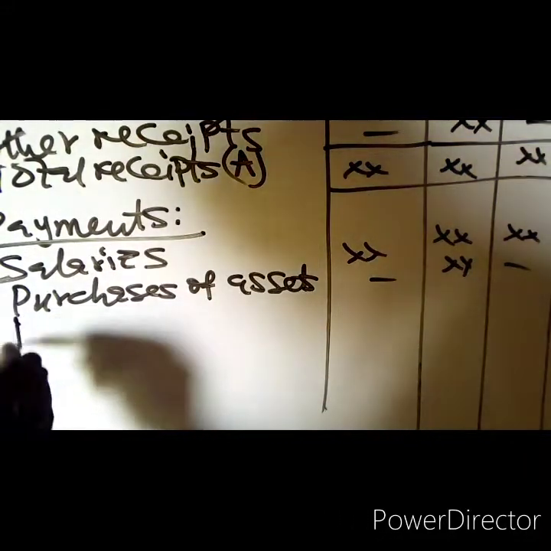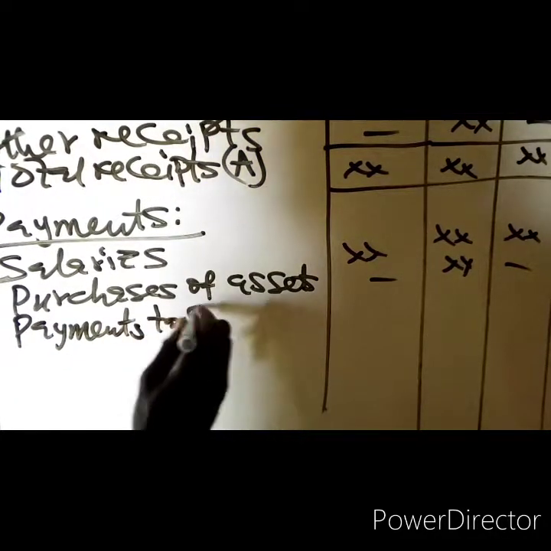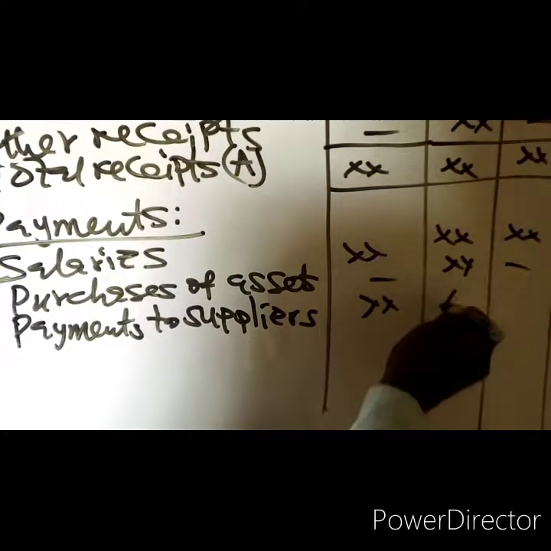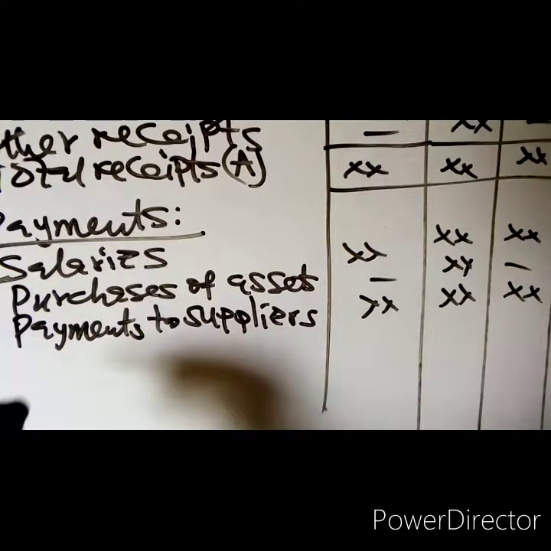Then payment to suppliers. To suppliers. The amount you pay to supplier for the purchases. Then interest paid.